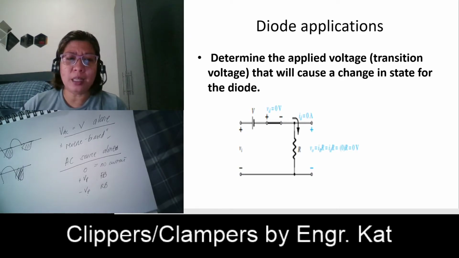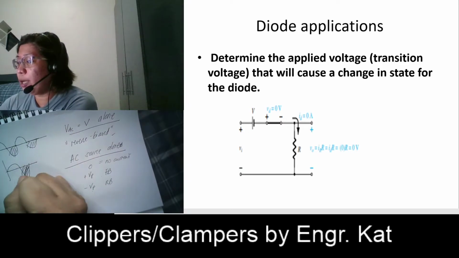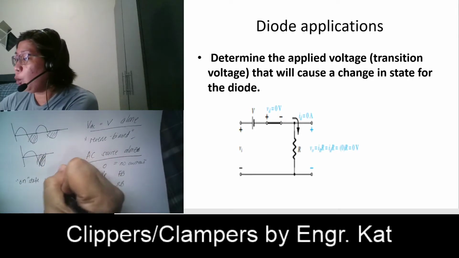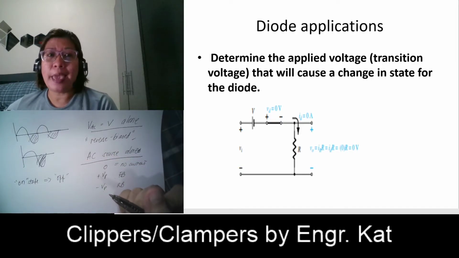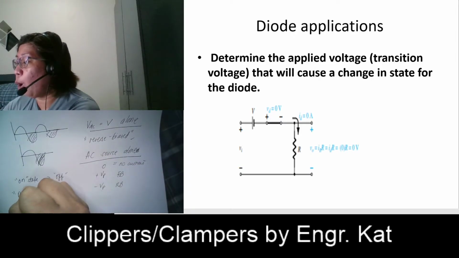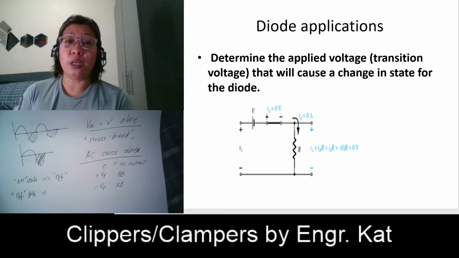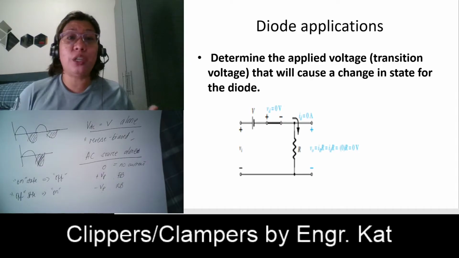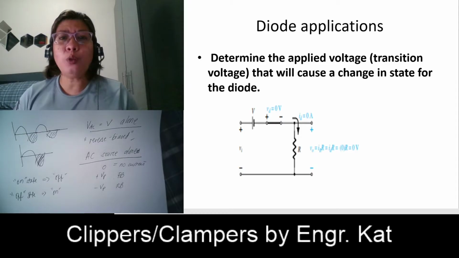Like in this class, this is the moment when your diode is in the on state, and upon passing through the transition voltage, it will be turned off. So that is the transition voltage. And if your diode is in the off state, upon passing through that input voltage, your diode will be turned on. So, that is the change in state of your diode. So how do we determine that?